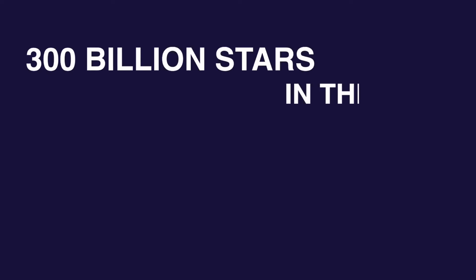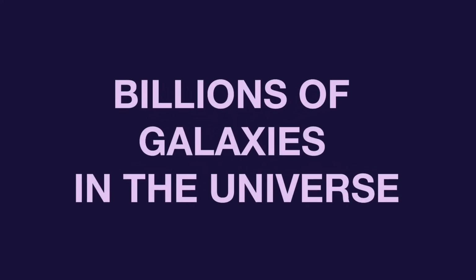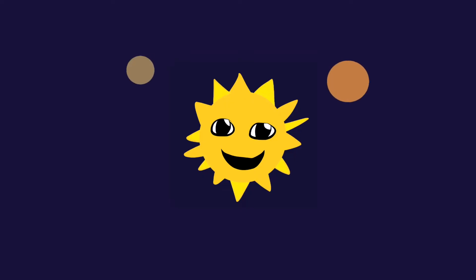It's estimated that there are 300 billion stars in the Milky Way galaxy alone, which gets pretty terrifying when you consider that there are billions of galaxies in the universe. Each star has a different set of planets, rocks, and even other stars orbiting it. And each star has a different life.